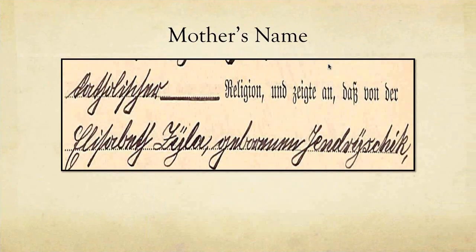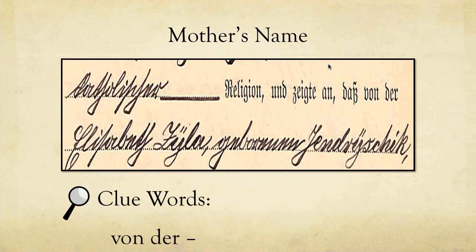All right, so we have the person who reported the birth's name. We have his occupation. Now we want to get the mother's name. Our next clue word to find the mother's name is actually a phrase. And that is the phrase von der. What that means in German is of the, and it signifies or implies born of the. So the child was born of the woman, born of the mother. So after that, born of the is going to come the mother's name. That's what it looks like.